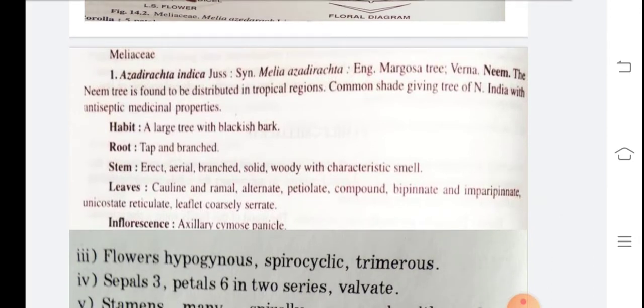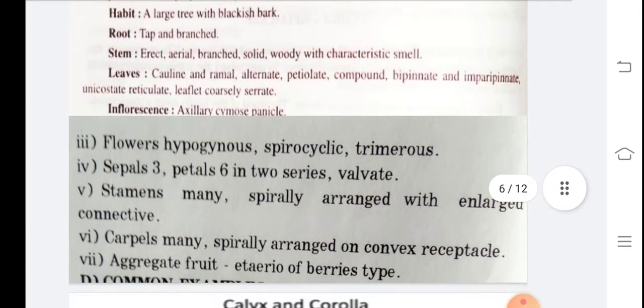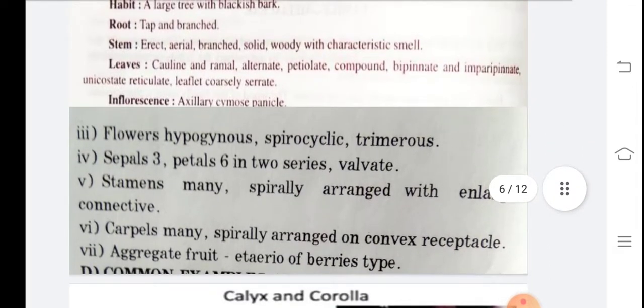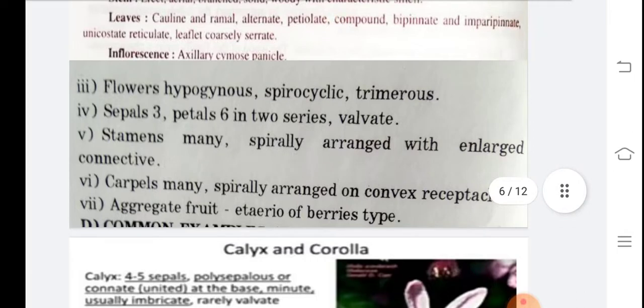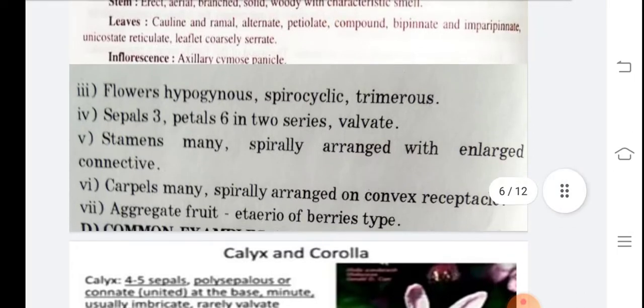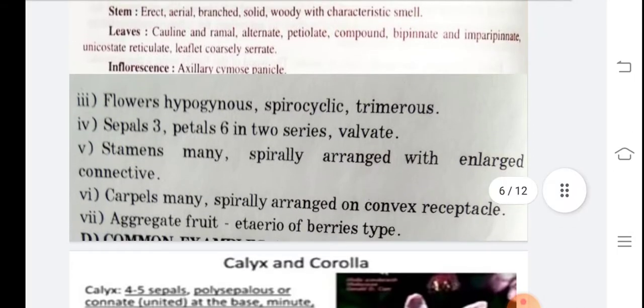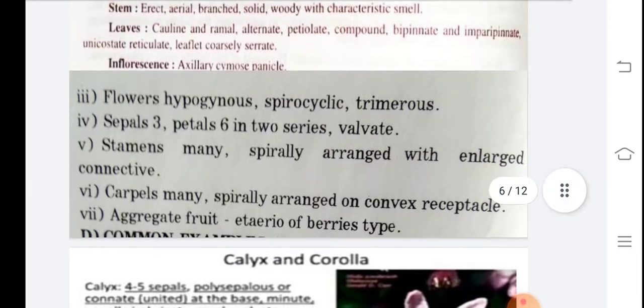Then leaflets are there, with pinnate reticulate venation. Inflorescence is mainly cymose type, and it shows the panicle condition, axillary panicle. Flowers hypogynous, pentacyclic, trimerous. The petals are 6, in 3+3. Flower hypogynous means all floral parts develop below the ovary.